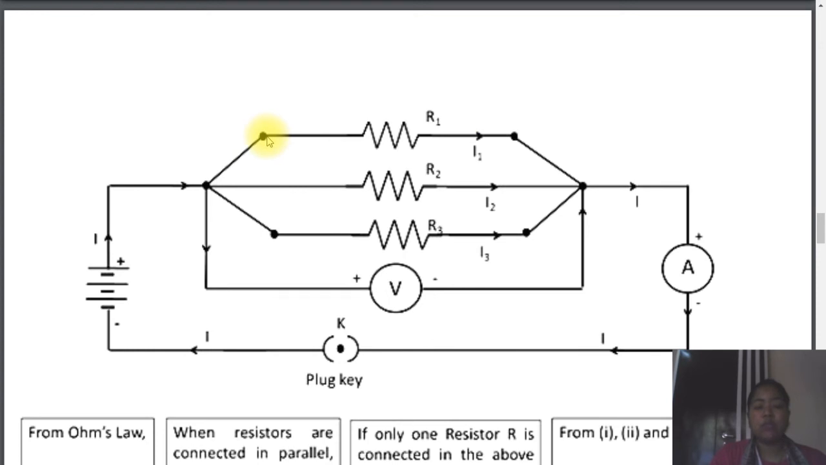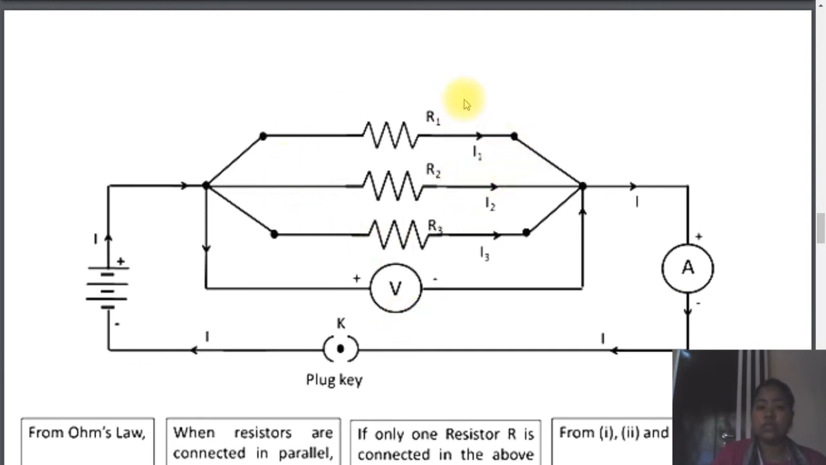So this is one end of the resistor R1 and another end of the resistor R1, one end of the resistor R2, another end of the resistor R2, one end of the resistor R3, another end of the resistor R3. That means all three one ends will be connected to one point, and all three other ends will be connected to another point, through which we connect the rest of the electrical circuit, in which we have the battery, the key, the ammeter and the voltmeter. Done. That is the parallel combination.